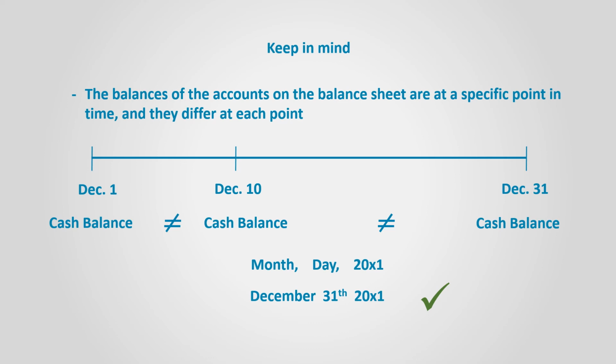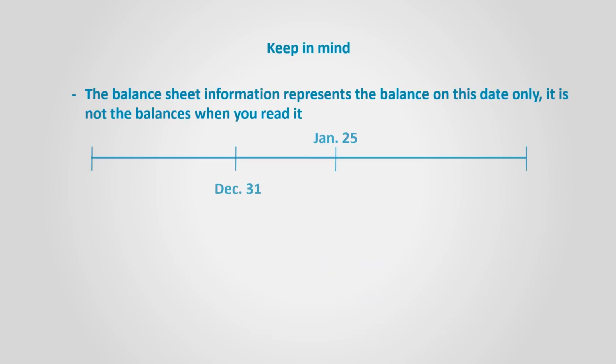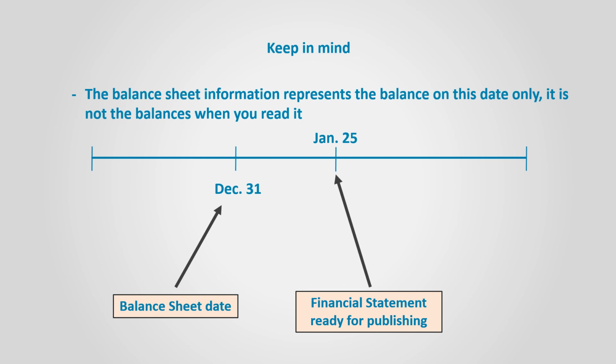On January 1st or even December 30th, the company may have different balances. It would be wrong to mention just December 2016, for example, as it does not point to a specific day in December when these balances were extracted. Keep in mind that the information presented on the statement of financial position represents the account's balances on this date only. It is not the balance when you read the financial statement.